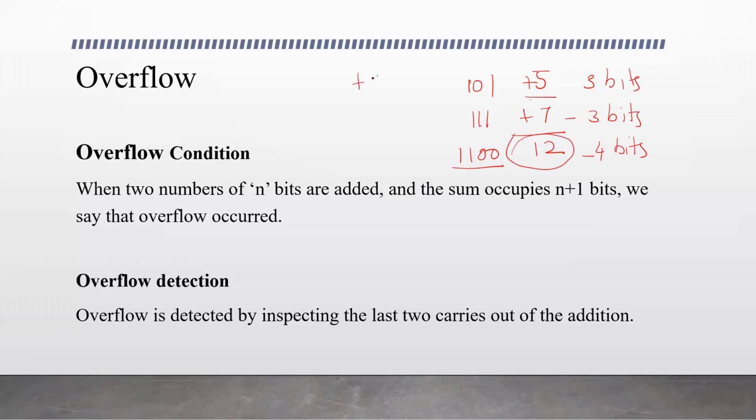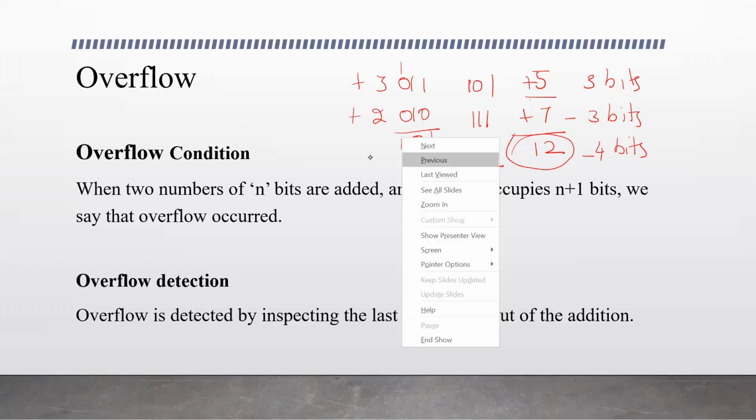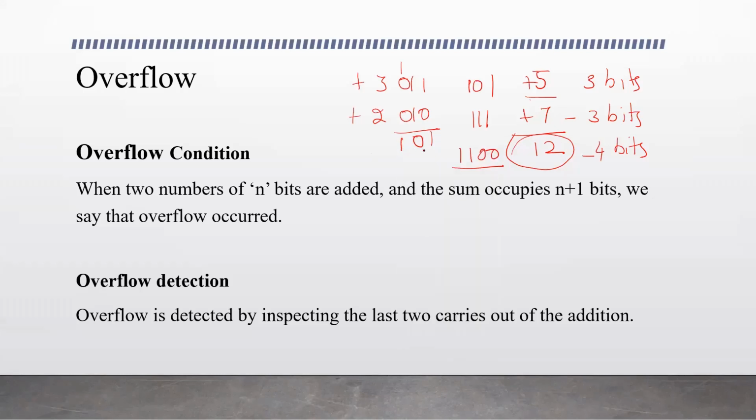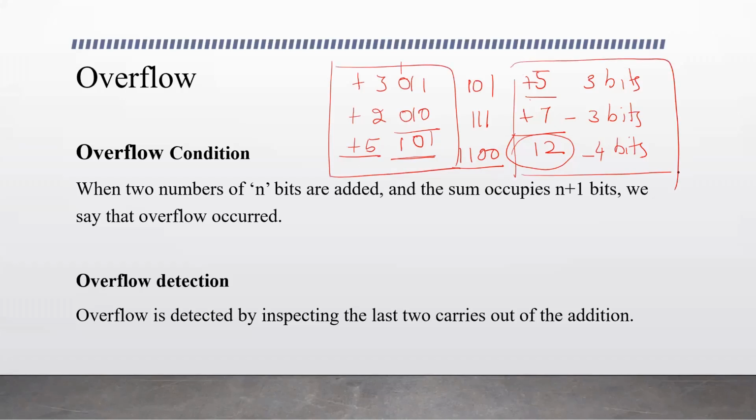Whereas when you add plus 3 and plus 2, 3 is 0, 1, 1 and 2 is 0, 1, 0. When you add these two, you get 1, 0, 1, that is equal to plus 5. So now here the result can be represented in 3 bits, so there will not be an overflow. We don't call this condition an overflow. Here there is no overflow, whereas when you add 5 and 7, there is overflow.